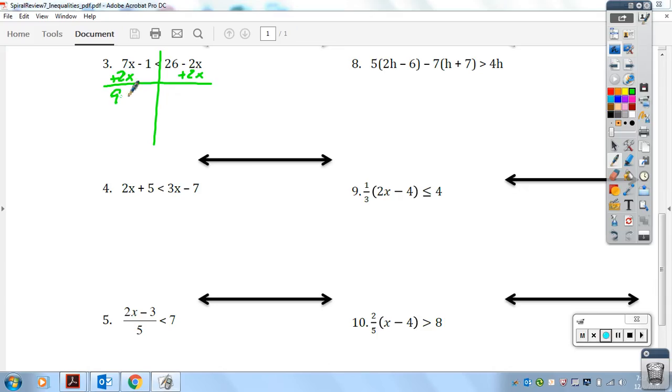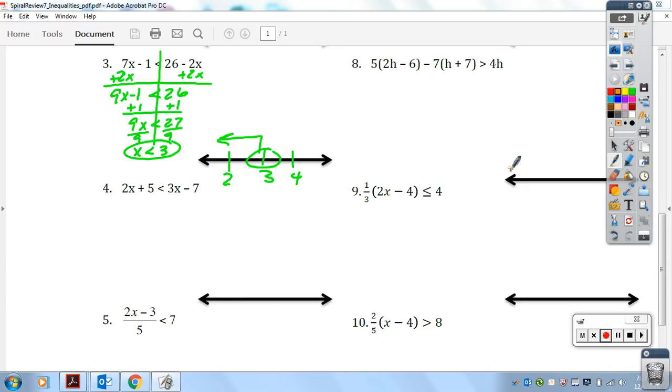7x and 2x is 9x minus 1 is less than 26. Add 1, 9x is less than 27. Divide by 9, x is less than 3. 3, 4, 2, so 2, 3, 4. Open circle, x on the small side, so I shade to the left.